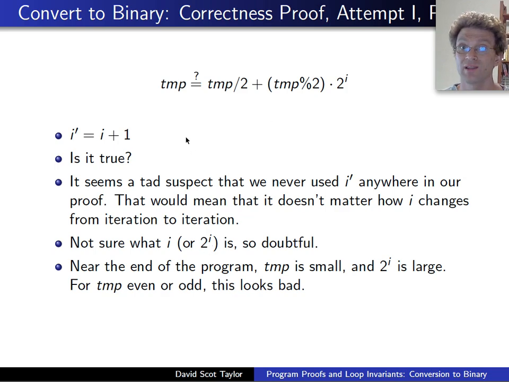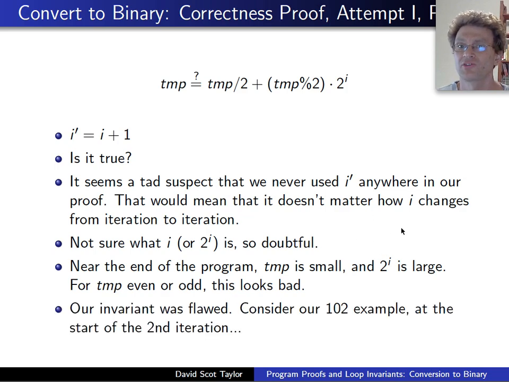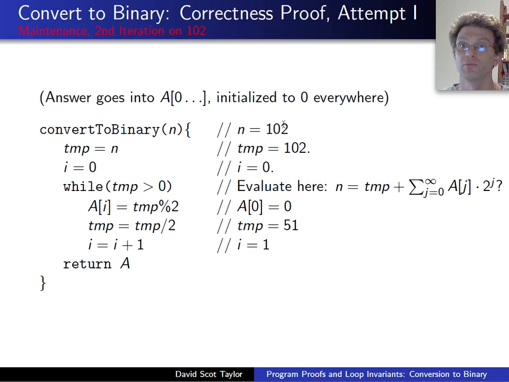Or even if temp is odd, then I have a small odd term equal to half of that term plus 1 times 2 to the I, and 2 to the I could be quite large. That also looks kind of bad. So it seems like something has gone wrong here. Maybe our invariant was flawed. So we can go back to this. We used 102 as our example when we were talking about conversion to binary to begin with. Let's walk through what happens if you have the number 102 as n, and you go back to your program. So we start our program, great, n is 102, we set temp to 102, I equals 0.